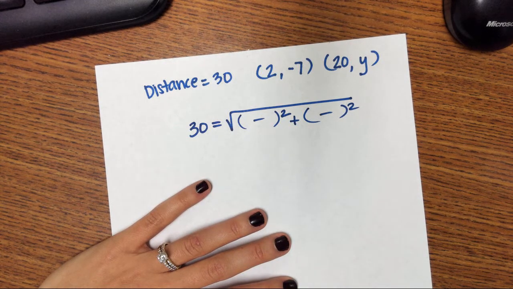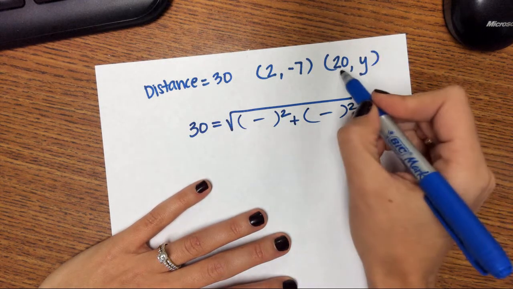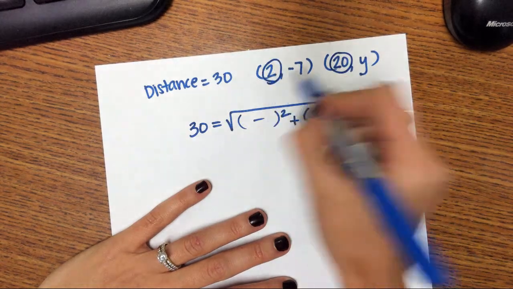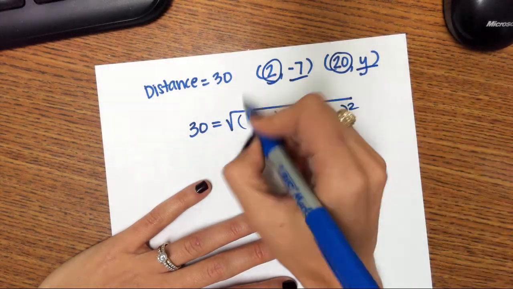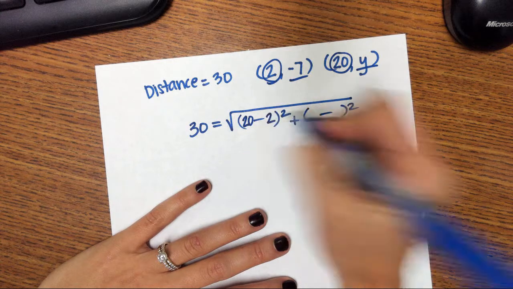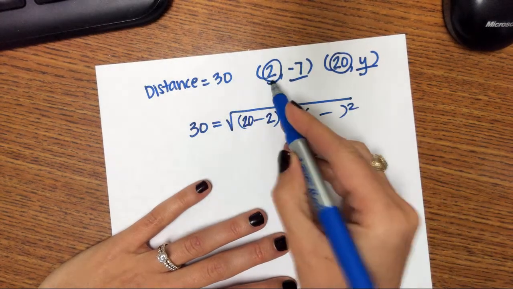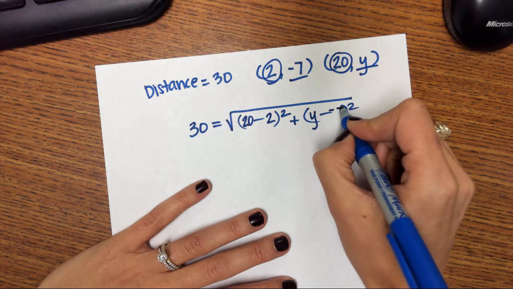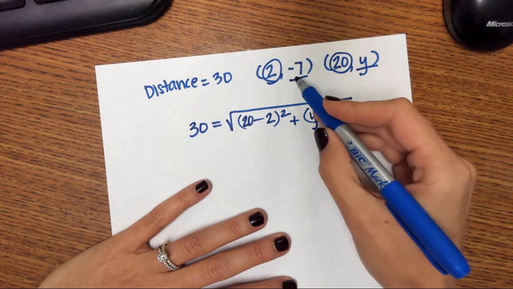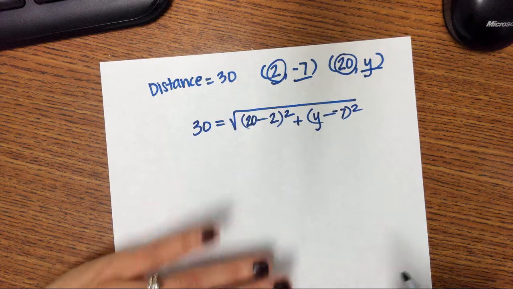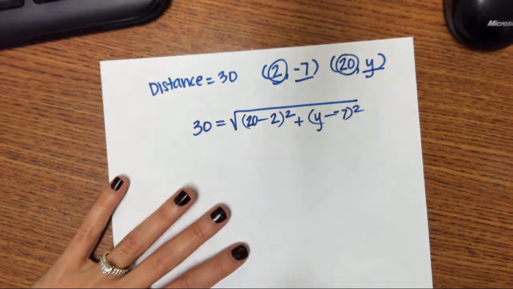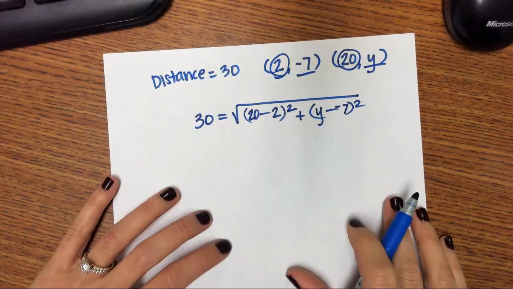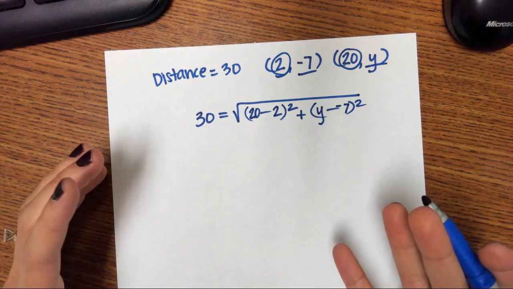From here, we can do the x's first or the y's first. I'll go ahead and circle my x's and underline my y's. I'm going to do x minus x, so 20 minus 2. And then y minus y, so y minus negative 7. Okay, now I can clean up what's underneath the radical. It's called the radicand. Or I can start by getting rid of that square root.